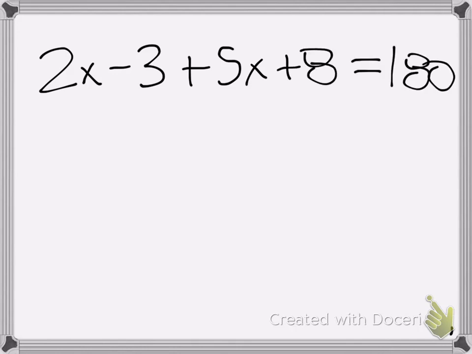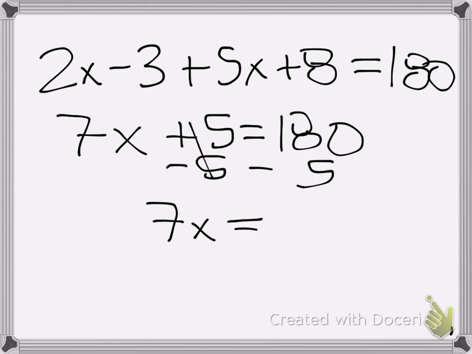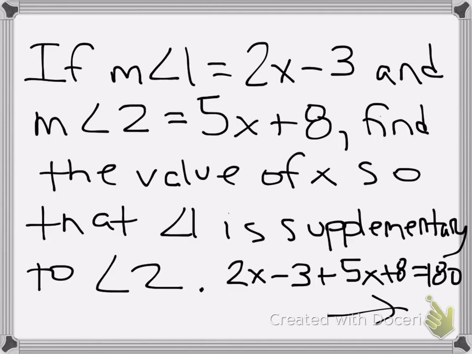Now we can solve for x. So we get 7x plus 5, subtract 5, 7x equals 175, and then we divide that by 7, and we get x equals 25. And that would be our answer for that problem.